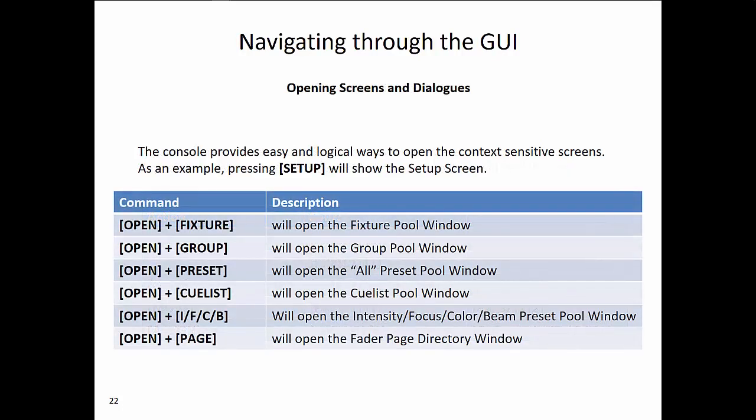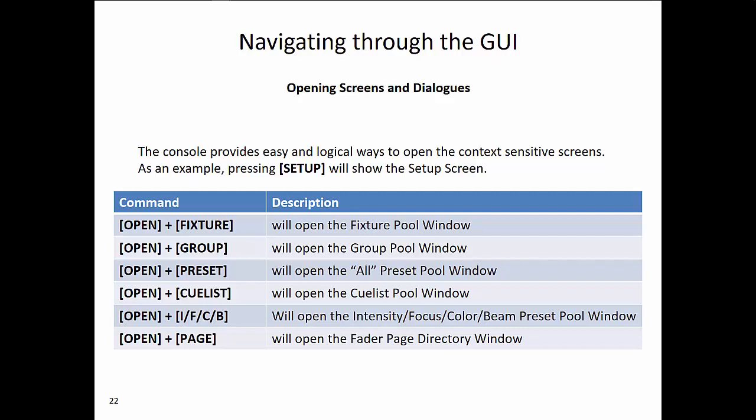Opening screens and dialogues. The console provides easy and logical ways to open the context-sensitive screens. As an example, pressing Setup will take you into the Setup screen. The examples below show holding down the Open key and then pressing the Fixture key will open the Fixture Pool window on the internal touchscreen.